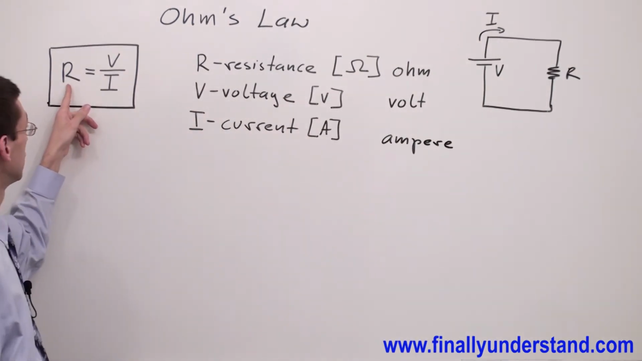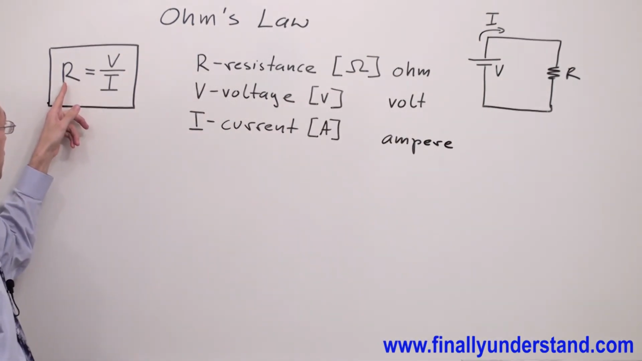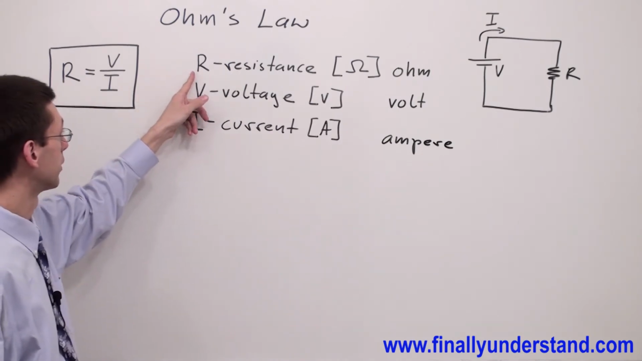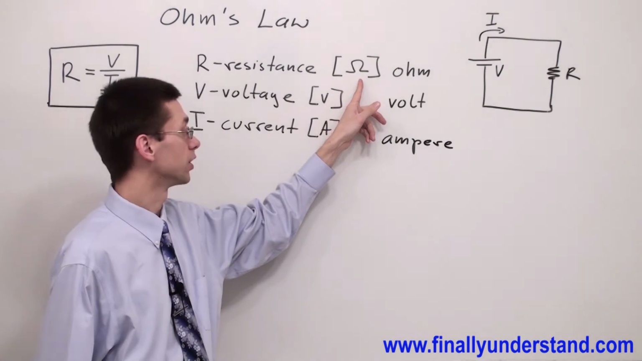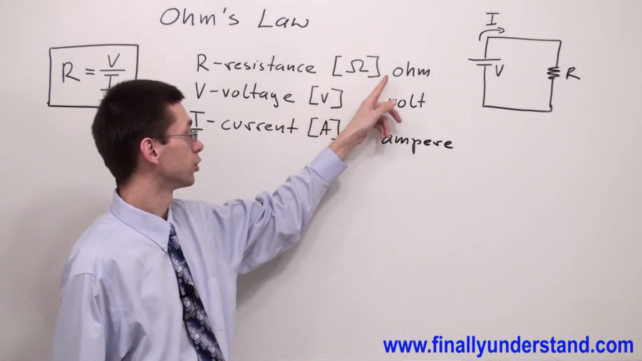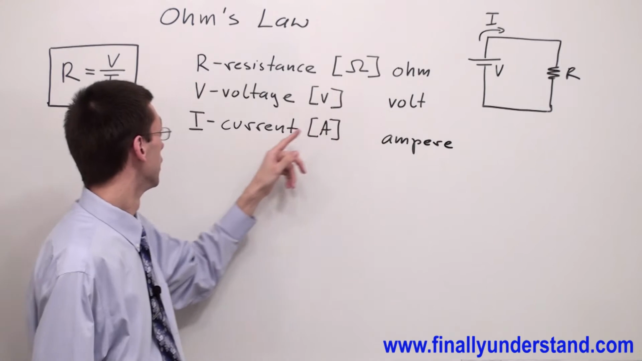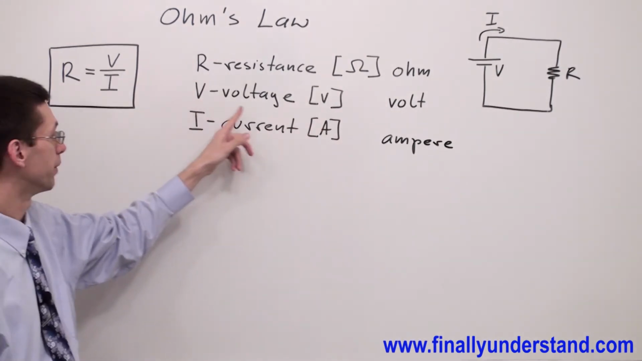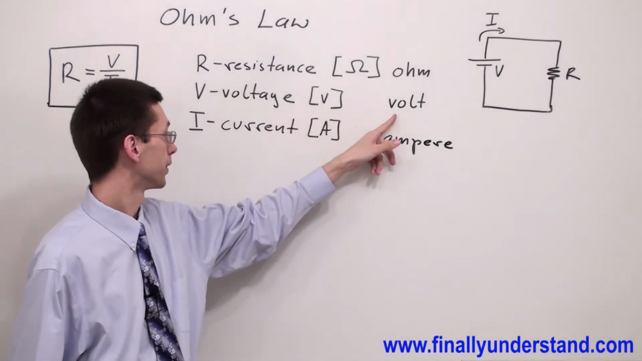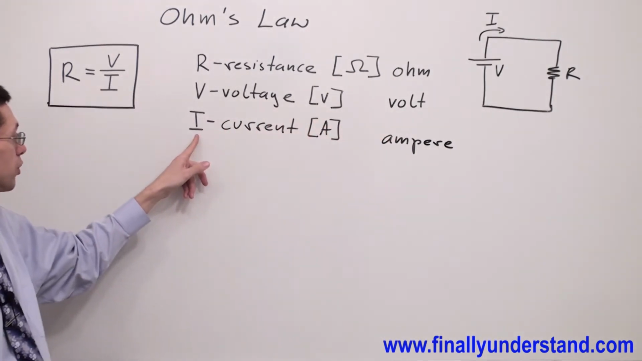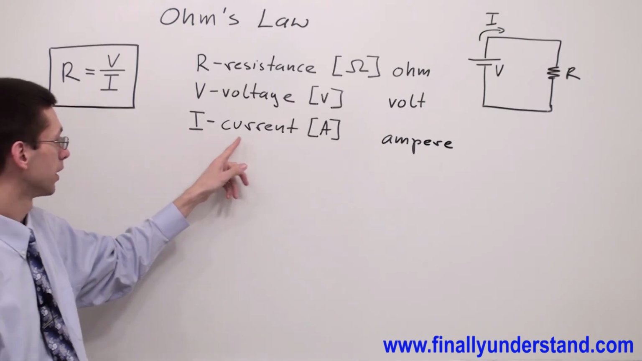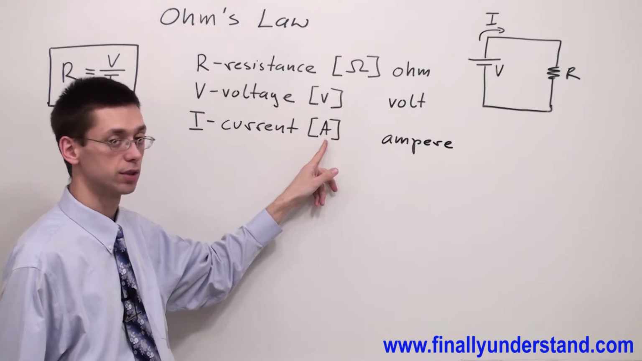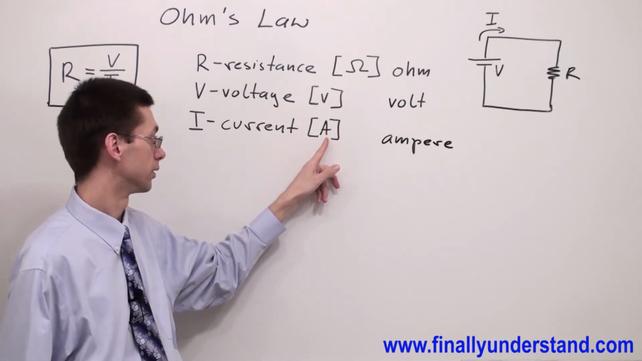Resistance is represented by the uppercase letter R. The unit of resistance is the ohm. Omega is going to represent ohms. Voltage is represented by the letter V and is measured in volts. Current is represented by the letter I and is measured in amps, amperes, represented by the capital letter A.